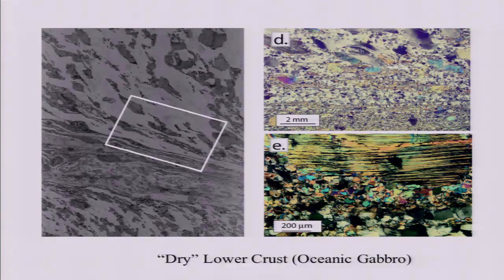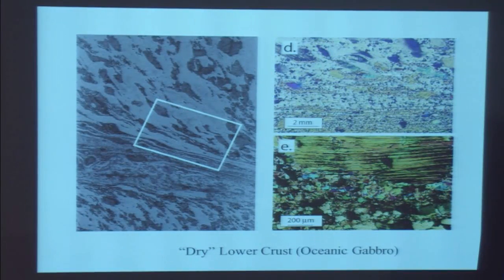So this is just an example of a lower crustal deformation zone. The dark stuff is pyroxene, and the light stuff is plagioclase. This box is this thin section here. You can see the plagioclase is all recrystallized. Pyroxene is also recrystallized, and you get these fine-grained bands of pyroxene and plagioclase.